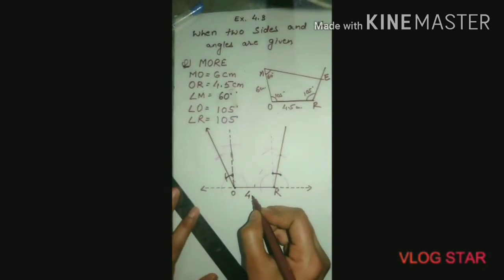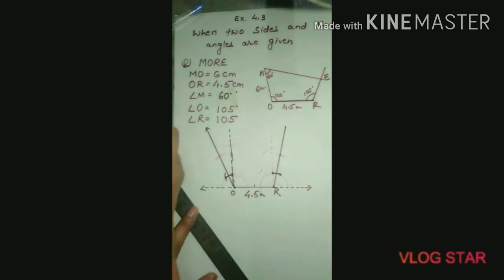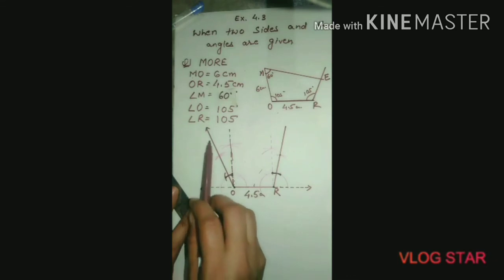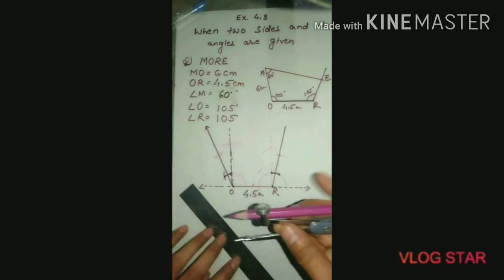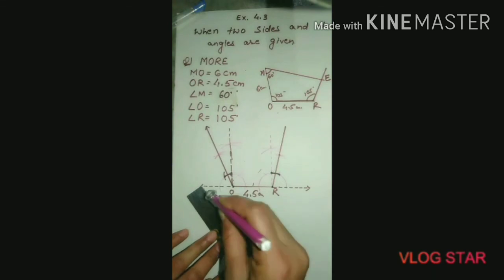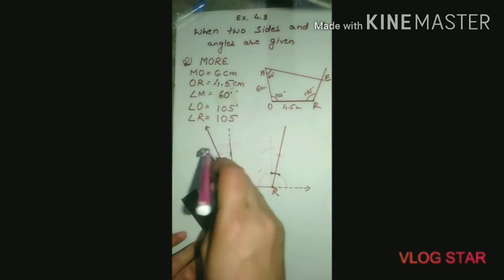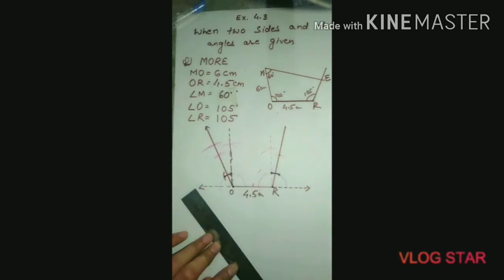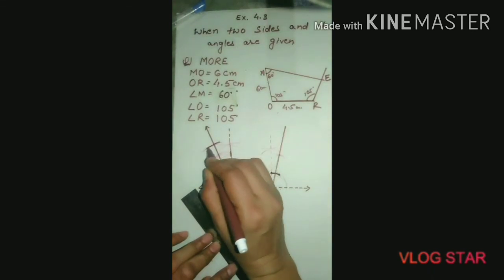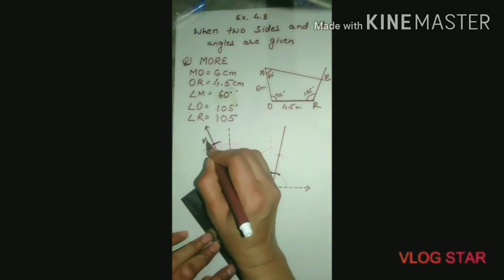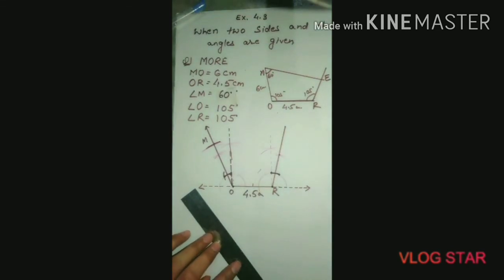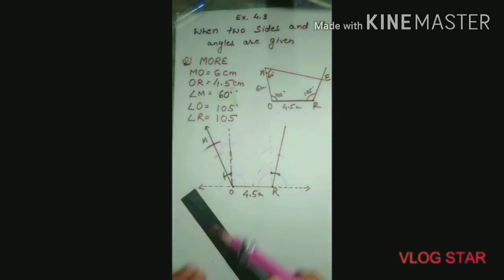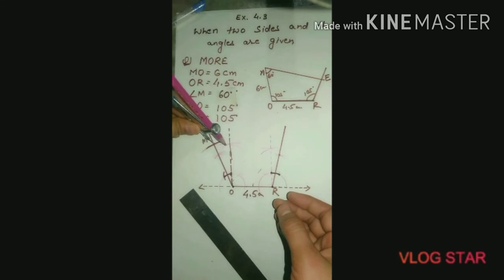OR we have taken 4.5 centimeter. Now given is MO. MO is given 6 centimeter. So point M must be lying on this line. So you just measure a 6 centimeter arc on the scale, and from this point O cut this 6 centimeter arc. This is the arc that we have cut, 6 centimeter arc. This is point M. Now at this point M you have to construct 60 degree, as the angle given here is 60 degree.